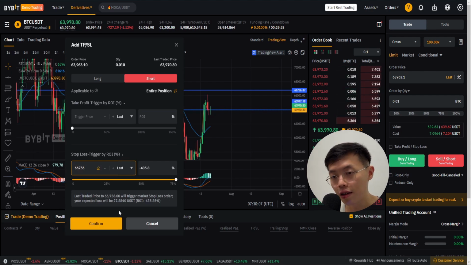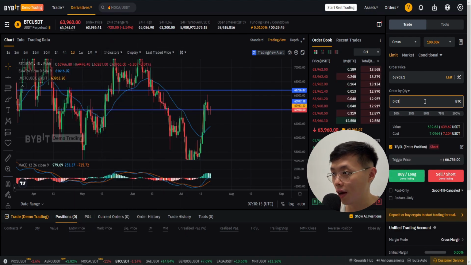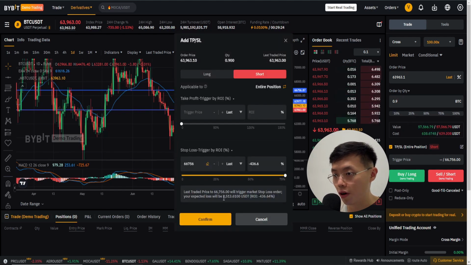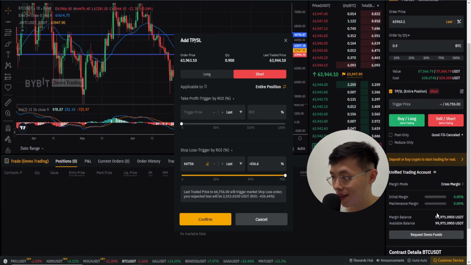66,756. And then your expected loss is $2.27, which is not close to 2.5K, which is our 5% margin of this demo trading. So I'm going to increase it a bit, to 2.9. As you can see, 2.5K. If it hits my stop loss, it will be 2.5 thousand USDT, which is exactly the same as 5% of my margin. So right now my margin goes to 100K, so 5% of 100K is 5,000.